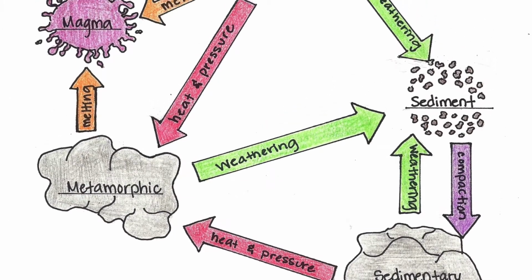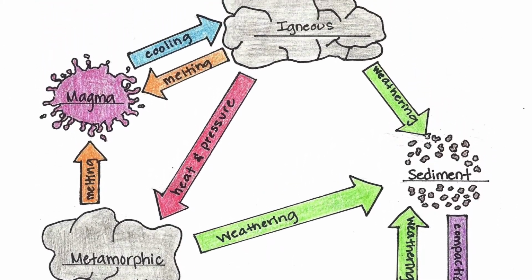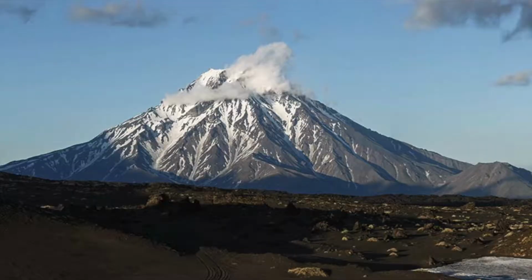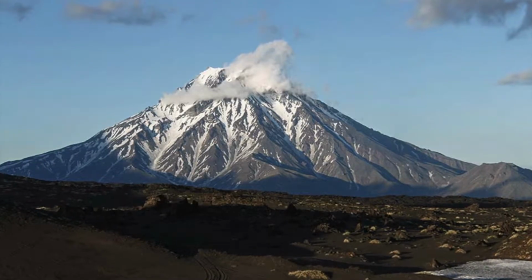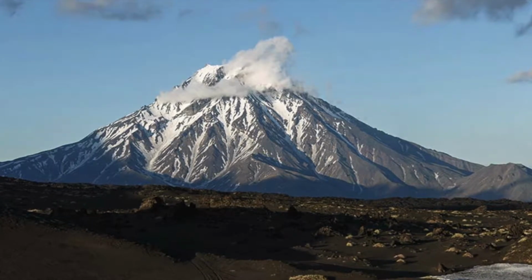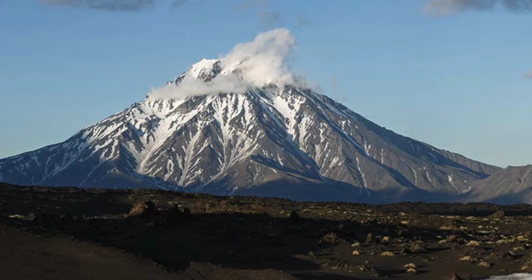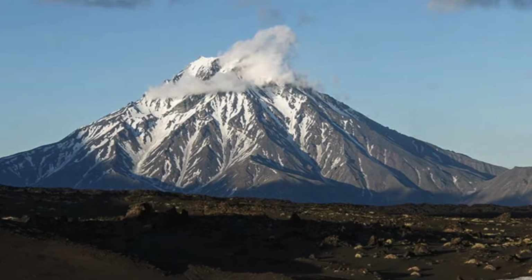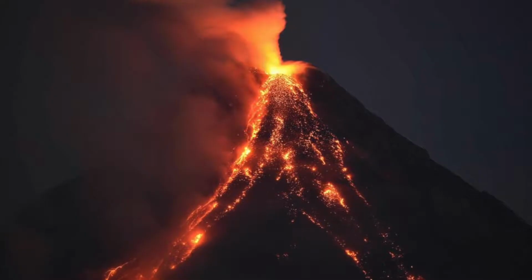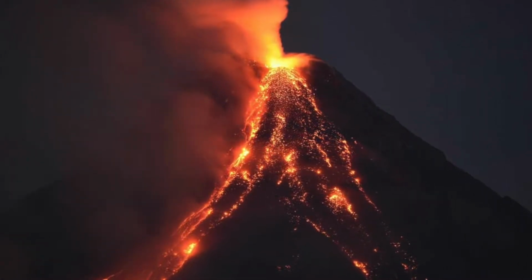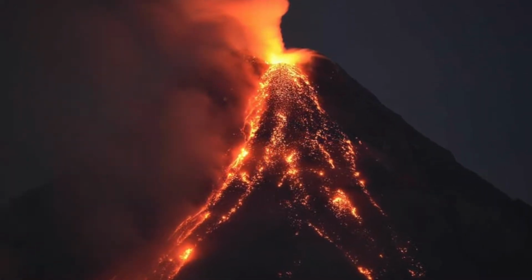The rock cycle project. The rock cycle is a process by which one kind of rock turns into another kind. Let's say that you are either on a field trip or on a family vacation at a volcano. You're looking at it and everything's fine. And then it suddenly erupts and everyone's running for their lives and you all get to safety.